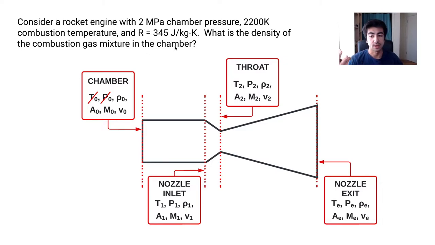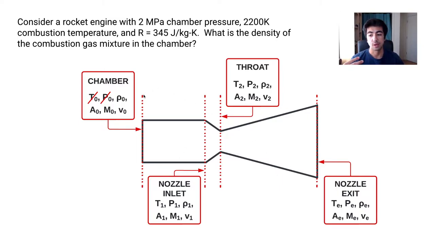And so what I have here is a diagram that we'll be using a lot that basically lists the properties that we're especially interested in at different points in the chamber and nozzle. So here you have the beginning of the chamber, you have the inlet into the nozzle, the nozzle section being this converging, diverging part. And then you have the throat, which is the minimum area, and then finally the nozzle exit. So these are the four areas we're especially interested in.